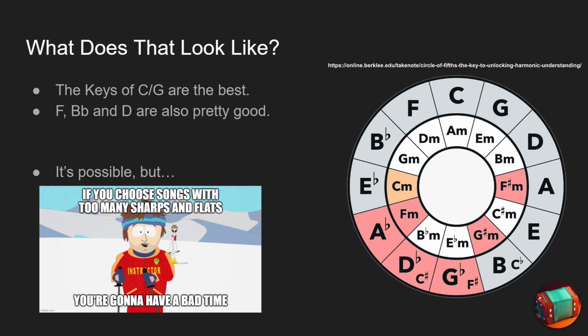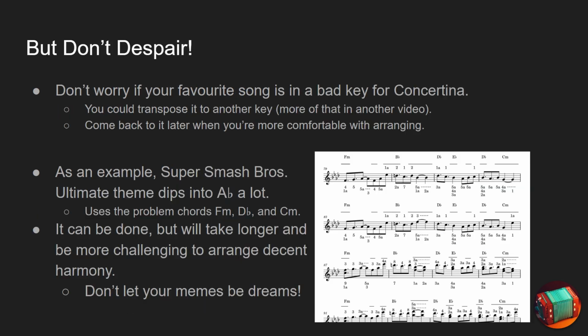So, I've dashed your hopes and dreams and you think your favourite song cannot be played due to being in a dodgy key. But no, I say, don't despair. Difficult does not mean impossible. As an example, my arrangement of the Super Smash Bros. Ultimate theme often dips into A flat, and is still playable on a CG Anglo Concertina. And there's also the possibility of transposing the key into something more playable, like my arrangement of Into the Unknown. Creativity and compromise are key to getting your song working.